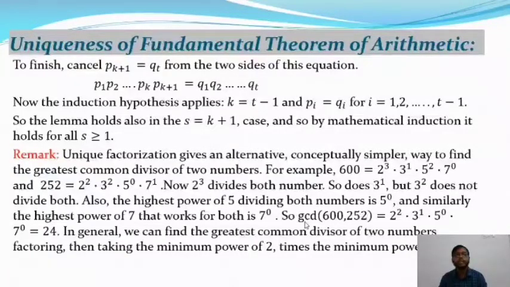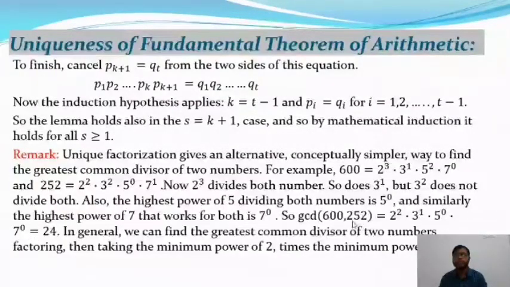So the GCD of 600 and 252 equals 2 to the power 2 into 3 to the power 1 into 5 to the power 0 into 7 to the power 0. That means 2 to the power 2 divides both the numbers, 3 to the power 1 divides both the numbers, 5 to the power 0 divides both 600 and 252, as well as 7 to the power 0.